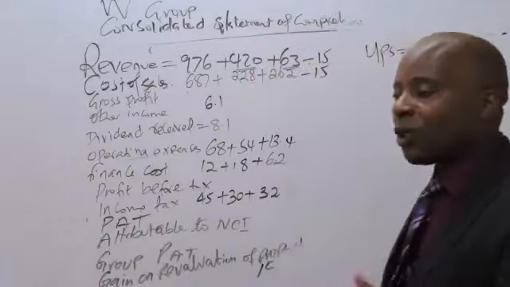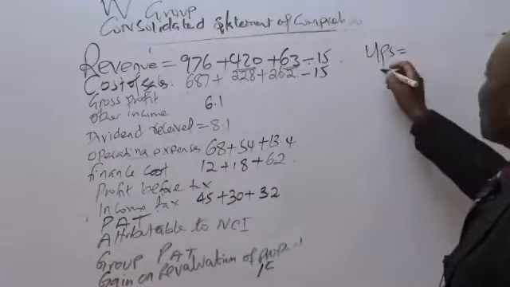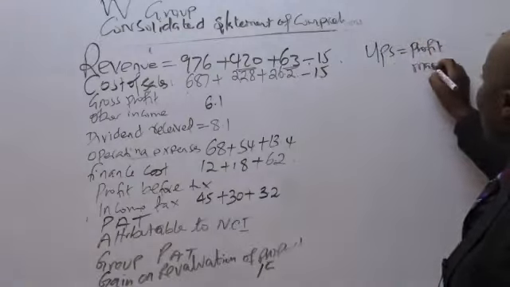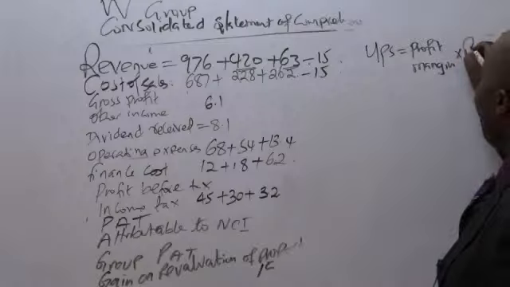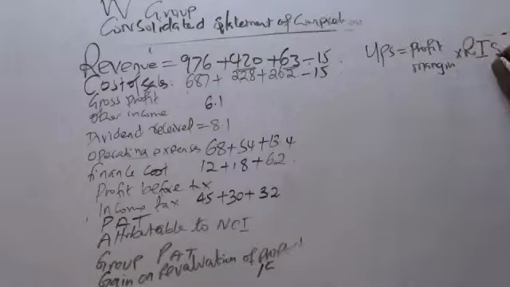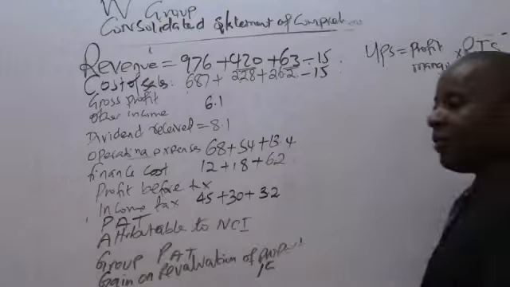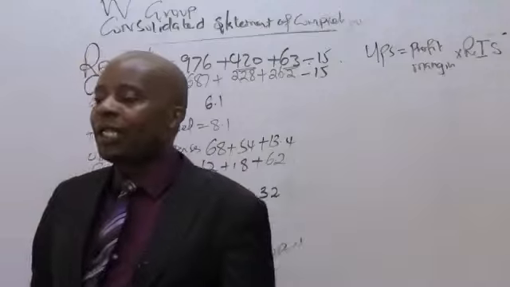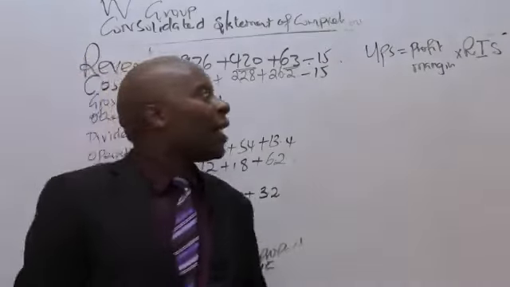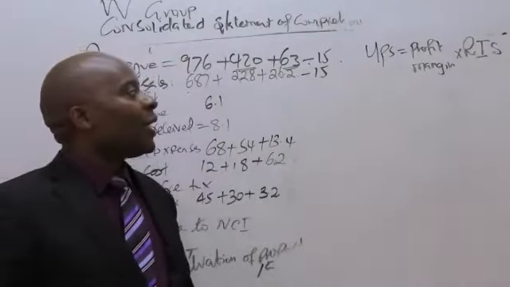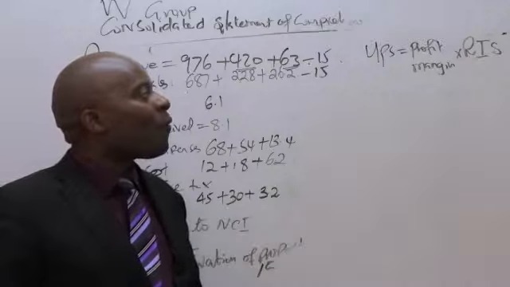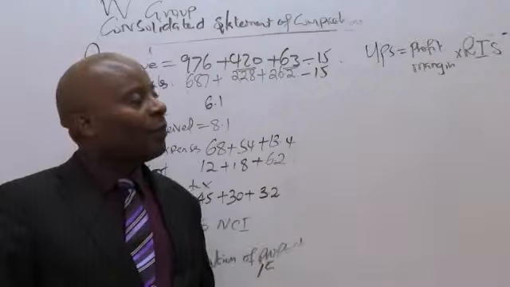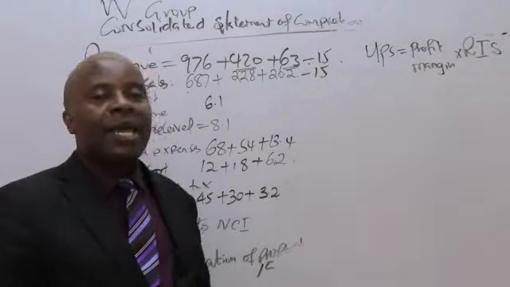As a student who doesn't want to waste time at all, to get UPS, we normally take the profit margin times remaining intra-sales. So anytime they want me to get profit and realized profit, I'll always take the profit margin. Profit margin times remaining intra-sales.